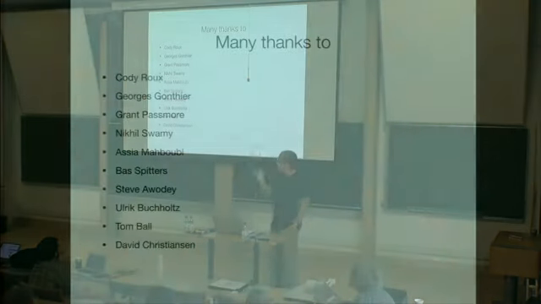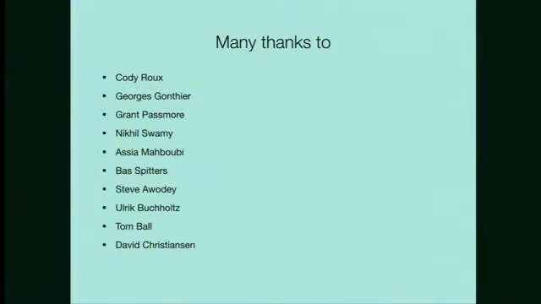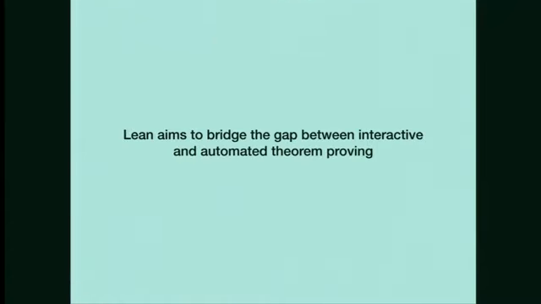We are really grateful for all these people that helped us when we were developing Lean, working on these ideas. When we started Lean, I didn't know anything about dependent type theory, and these people helped me a lot understanding the problems. People keep asking me, why are you building Lean? Well, this is the original goal for the project, and I think it's still valid: to bridge this gap between interactive and automated theorem provers.